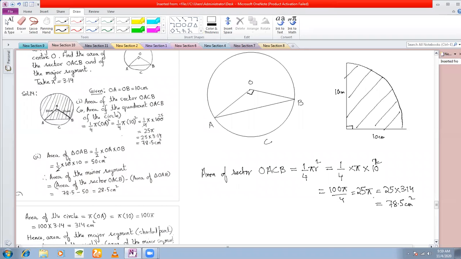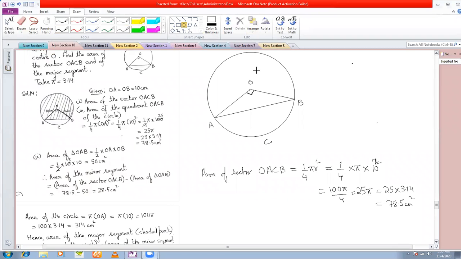The first part was fairly easy, the area of the sector. The next part is the main part, that is how to find out the area of the major segment. Now, what do you mean by segment of a circle? The two parts which are divided when a chord is drawn. Divided by what? Divided by a chord. Yes.